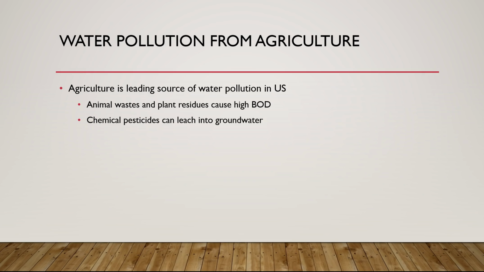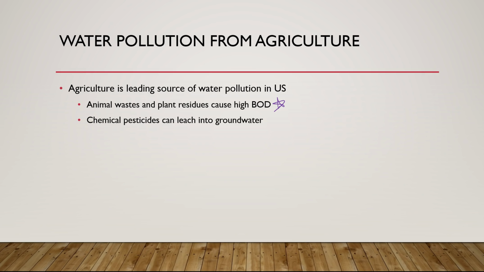Pretty important fact to know, in the U.S. at least, the number one source of water pollution is agriculture. And again, that's referring to fertilizer and pesticide runoff from crop fields. It's animal waste and byproducts and stuff like that gets into water. So the animal waste and plant residues cause a high biological oxygen demand, meaning there's a large amount of oxygen demand that causes that eutrophication process that we talked about earlier in the unit.